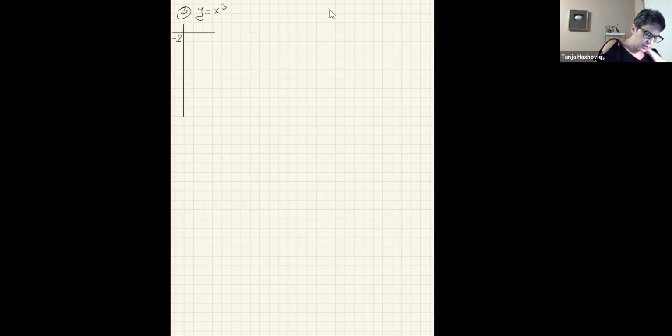So I'm going to do minus 2, minus 1, 0, 1, and 2. That should be enough. So minus 2, so this is your x and this is your y. Minus 2 to the power 3 turns out to be equal to minus 8. Minus 1 to the power 3 is minus 1.